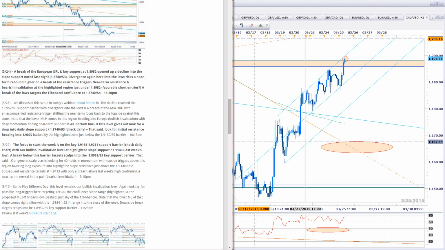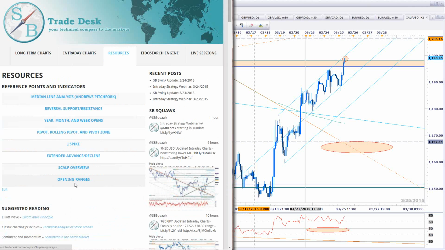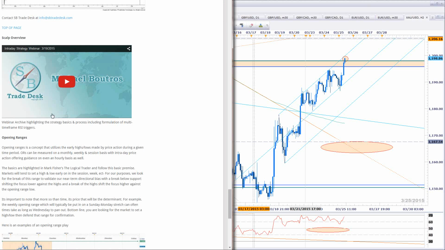GS says, where's the Michael B. RSI cheat sheet? So, guys, there's a lot on the resource page. I do want to draw your attention to that, especially if you're newer to SB Trade Desk, guys, trying to get acclimated with our strategies. We will be updating. There's more to come on this, but certainly all the basics are here. The Scalp Overview webinar is up per your request. This was a webinar we did a couple weeks ago where we really outlined the strategy. I would encourage you to go through that. RSI cheat sheet coming up, GS. You asked for it. You got it.